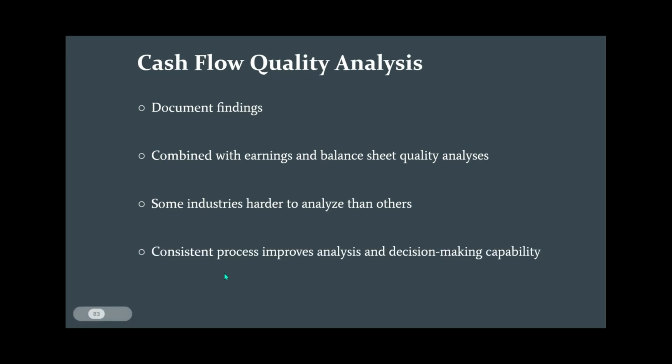And a consistent process improves your analysis and decision-making capability. So just keep doing those cash flow quality analyses and your earnings quality and balance sheet quality analyses, and eventually you'll master the process of financial statement analysis and being able to tell how a company is performing, whether you're an investor or a business owner. That brings me to the end of this video. So this is the final one in the series on earnings quality, balance sheet quality, and cash flow quality analysis. And putting together these 3 analyses will give you your overall financial statement analysis.